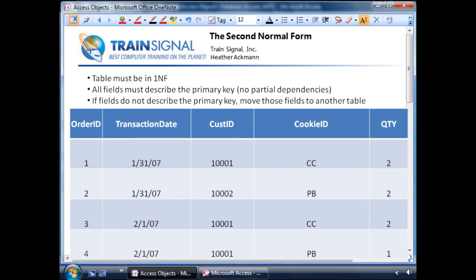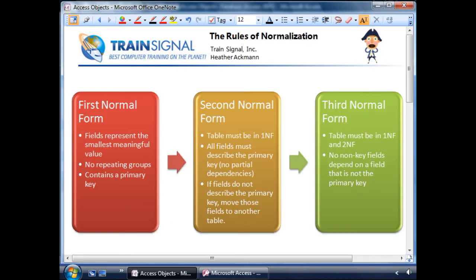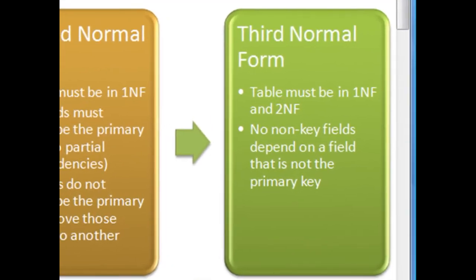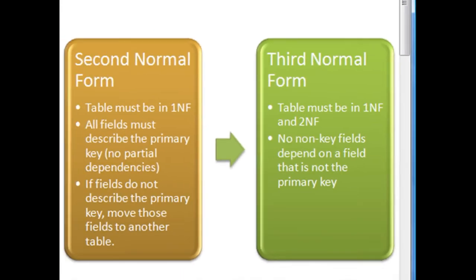If we wanted to get really, really nitpicky, technically, quantity does not directly depend on the order ID, and for that matter, neither do cust ID and cookie ID. And some professionals will say, well, that means that we should move those fields out and put them in a different table. That's where we get into our rules for the third normal form that state that no non-key fields depend on a field that is not a primary key.